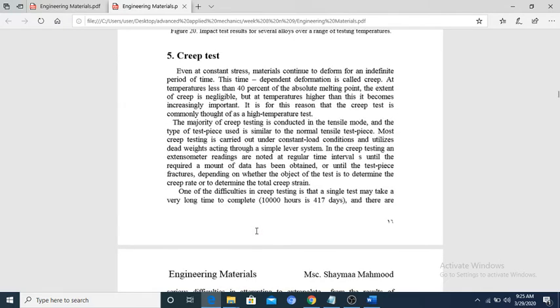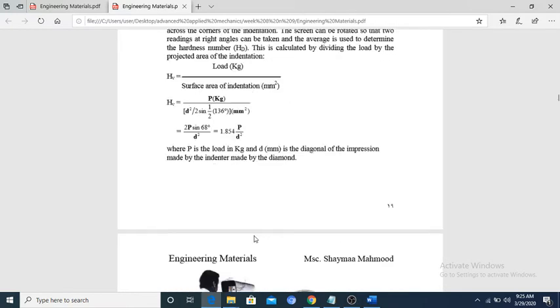And then we have a hardness testing, repeated hardness test. Okay, the Vickers test, the Rockwell hardness test, a Shore scleroscope.